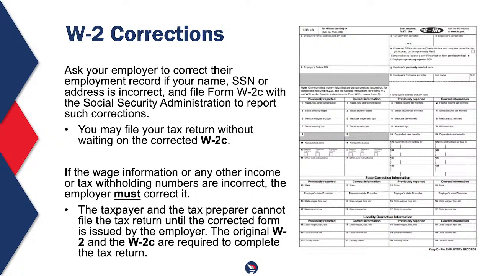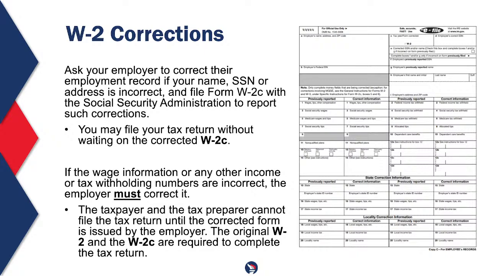Sometimes it comes out early. The employer figured out, oh yeah, by the way, we did something wrong. Here's a new form. Sometimes the mistake has to be found by the employee or the tax preparer. If you do, ask the employer to correct the employment record for name, Social Security, or address being incorrect, and file a W-2C with the Social Security Administration to report such corrections.